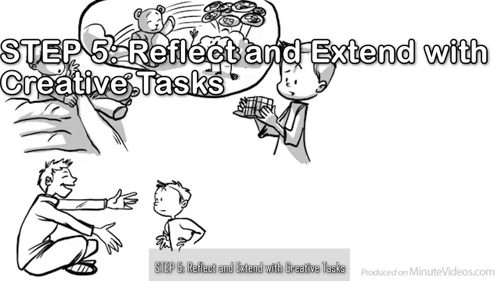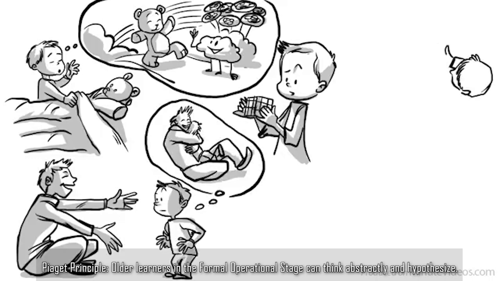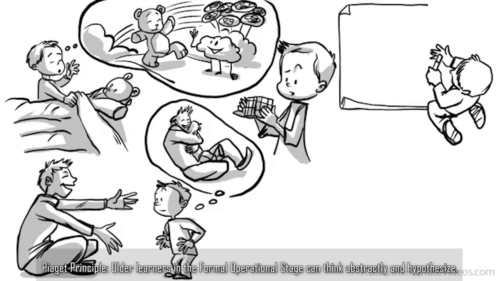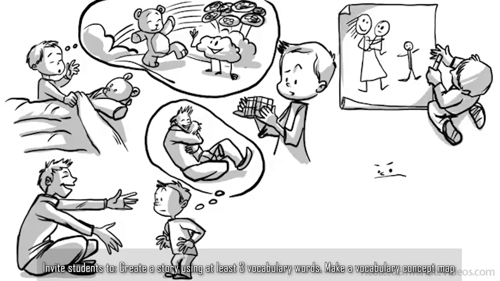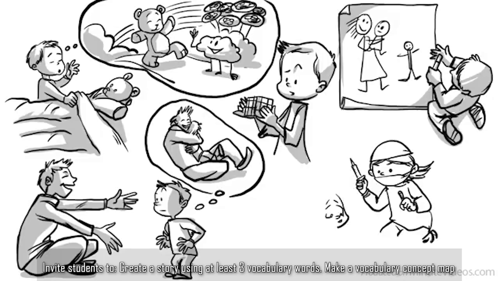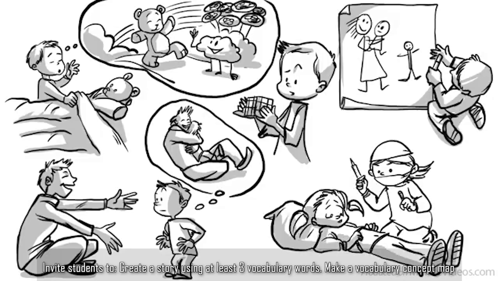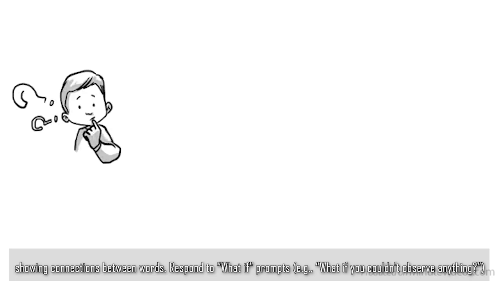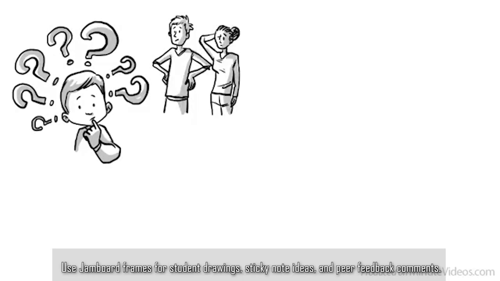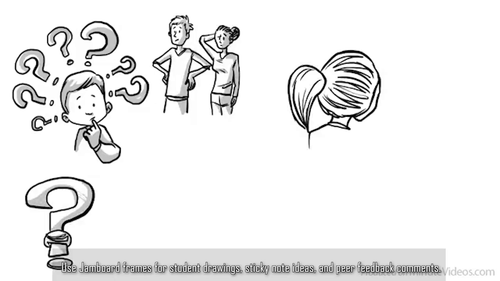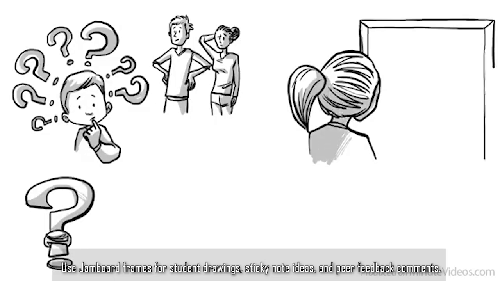Number 5. Reflect and extend with creative tasks. Piaget's principles: older learners in the formal operational stage can think abstractly and hypothesize. Invite the students to create a story using at least 3 vocabulary words. Make a vocabulary concept map showing connections between words. Respond to what-if prompts. For example, what if you couldn't observe anything? Then use Jamboard frames for students' drawings, sticky notes, ideas, and peer feedback comments.